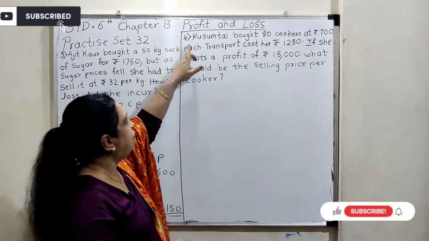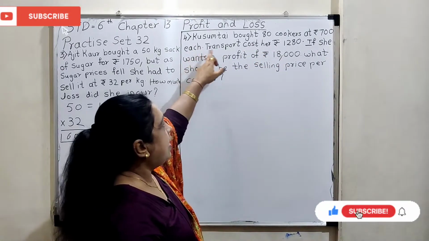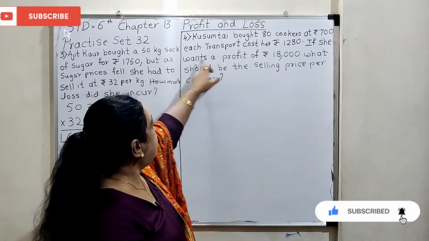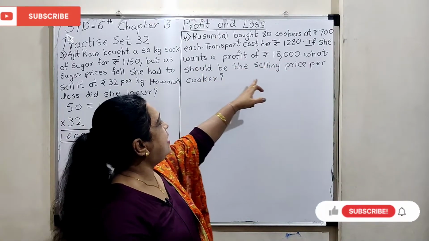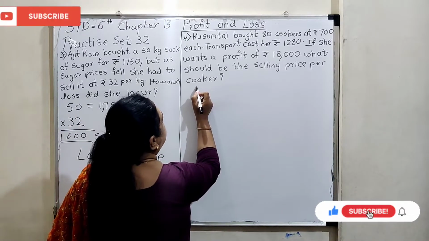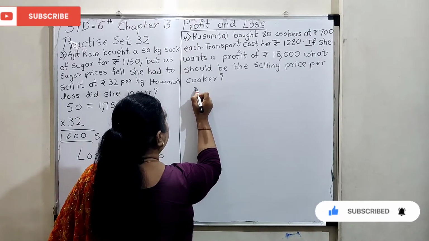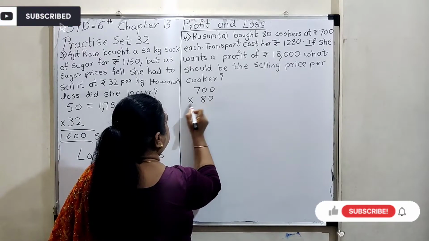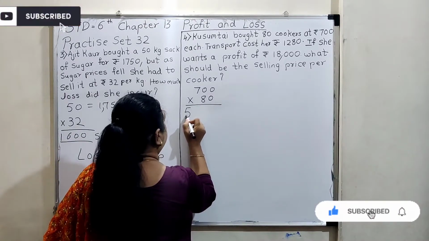Now we'll solve sum number 4. Kusumtai bought 80 cookers at rupees 700 each. Transport costs rupees 1,280. If she wants a profit of rupees 18,000, what should be the selling price per cooker? First of all, 80 cookers at rupees 700. So 700 multiplied by 80. You should multiply and write it. It is 56,000.